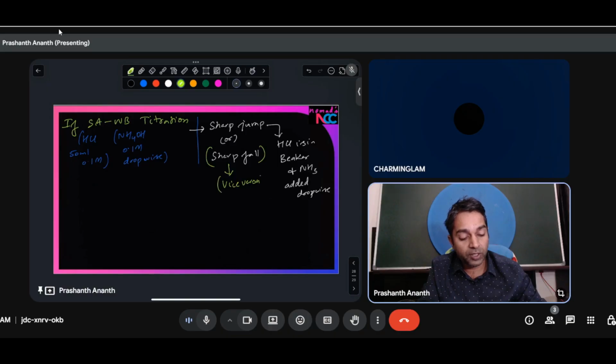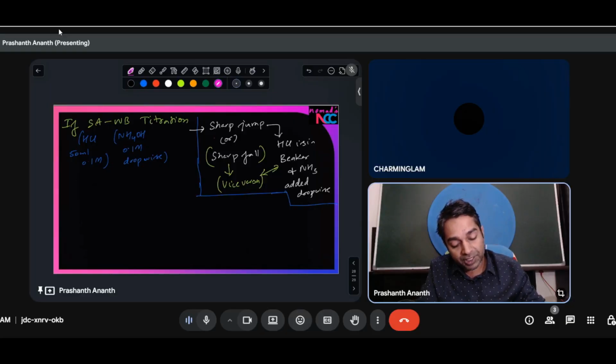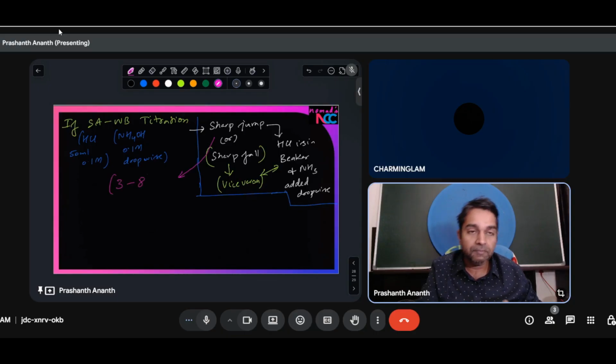Vice versa of what? Vice versa of this. Okay. So in this case, you're going to be having a sharp jump or sharp fall appearing over here also. But this sharp jump or sharp fall in this particular case is going to be from 3 to 8. Alright. It is not going to be beyond a level over here. It is going to be only from 3 to 8. So the sharp jump or sharp fall has changed completely.